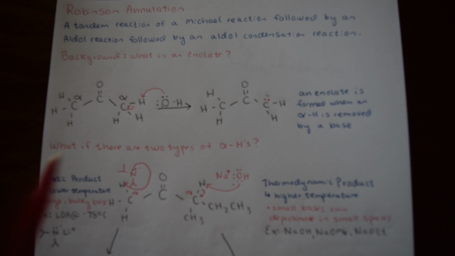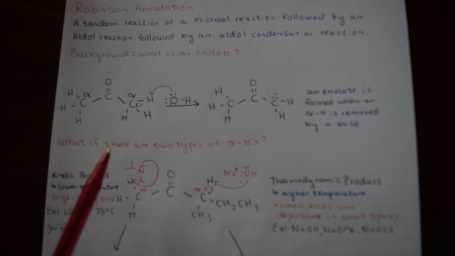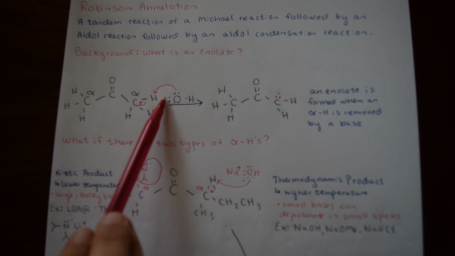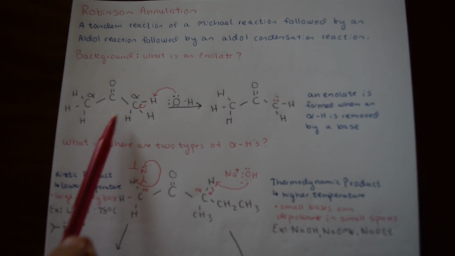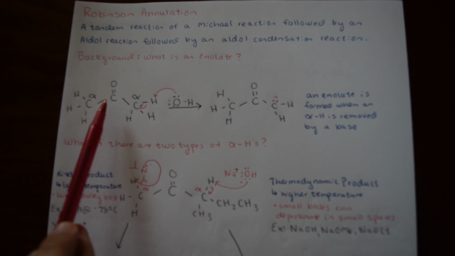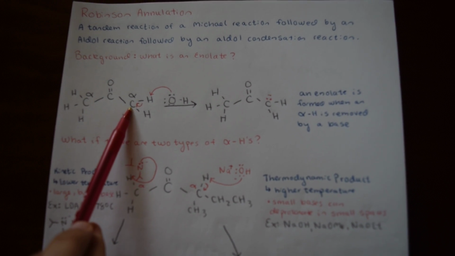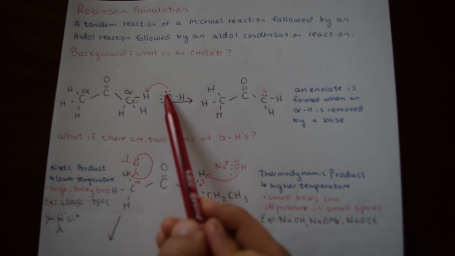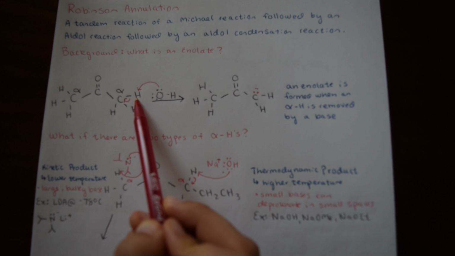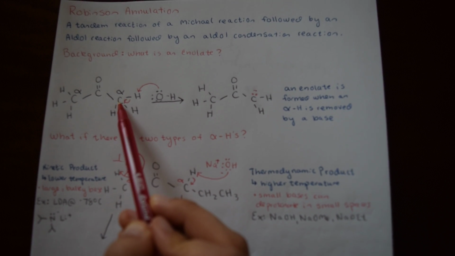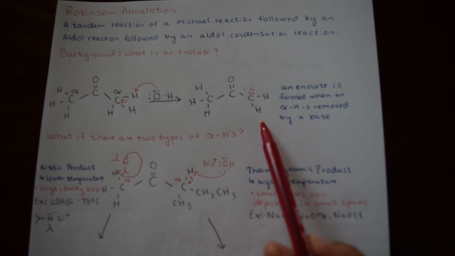So a key concept of Robinson annulation is the enolate. An enolate is formed when a base removes an alpha hydrogen. Alpha hydrogens are basically just hydrogens that are attached to the carbons directly adjacent to the carbonyl carbon. So they're right next to each other, see? You're going to have your base, and it's going to come over and take away this hydrogen. In doing so, this hydrogen donates a pair of electrons to the alpha carbon, and then you have a nucleophile, which is your enolate.